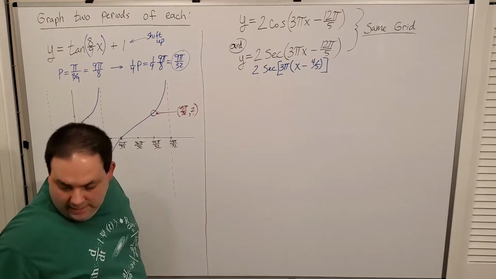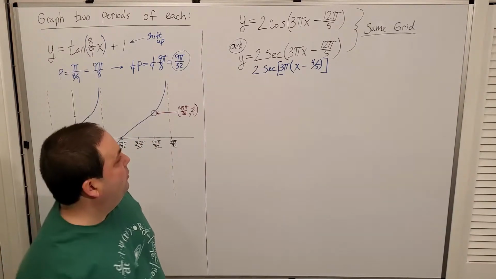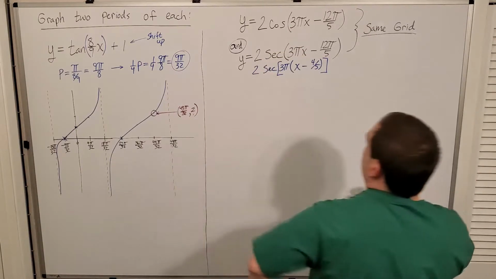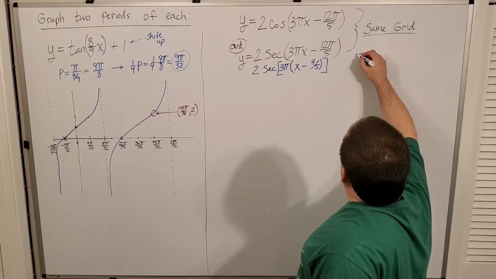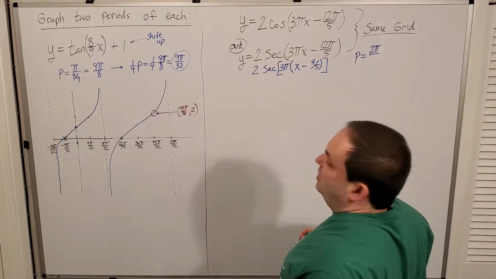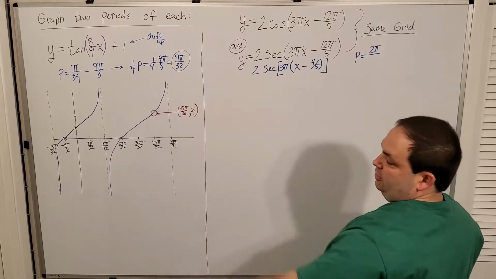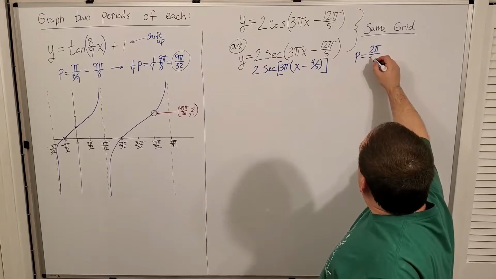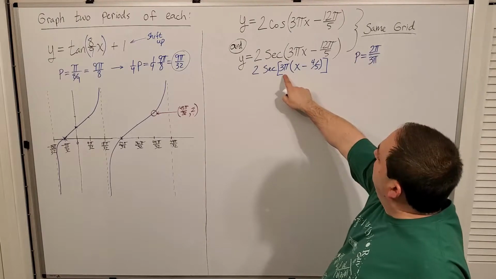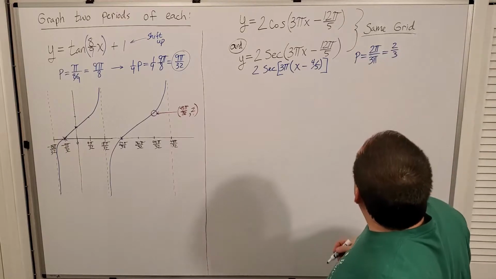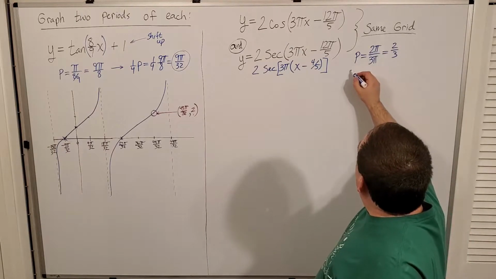Okay? Now, let's talk about the period here. The period is going to be the same for both, because they're bouncing off of each other anyway. The period is going to be 2 pi. Remember, that's for sine and cosine. They use 2 pi, whereas tangent and cotangent is just pi. 2 pi divided by the b number, which in this case is 3 pi. So my period is 2/3. Okay, so let's do the quarter period.